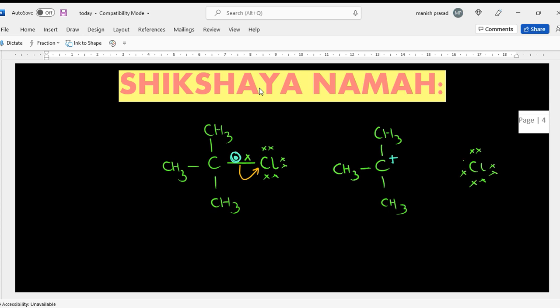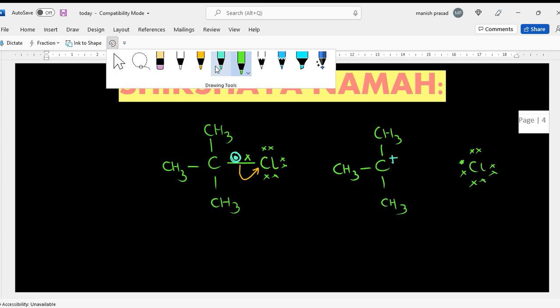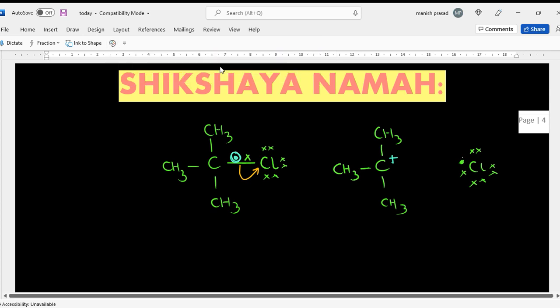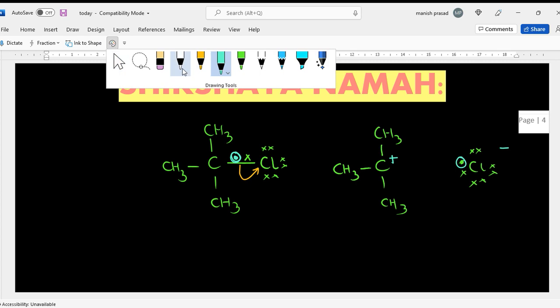And the chlorine has gained carbon's electron also. Chlorine should have had 7 electrons, and it has gained carbon's electron also. So it will get a negative charge. And the third one, we can start from here only.